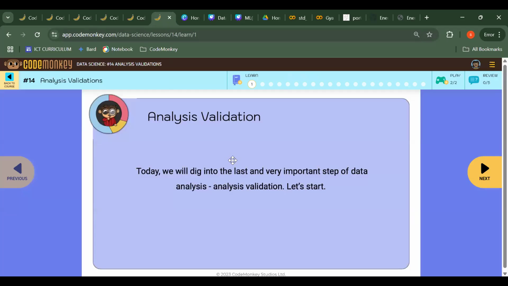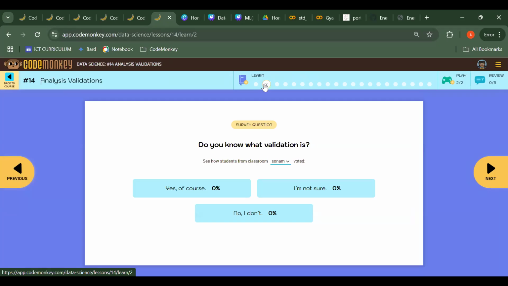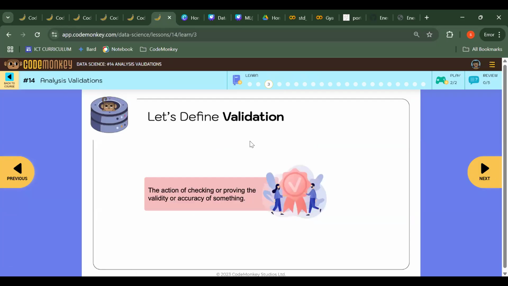And here, the final slide is the analysis validation. Checking the information. You are double checking your work when you analyze some information or data. And validation is the action of checking or proving the validity or accuracy of something.